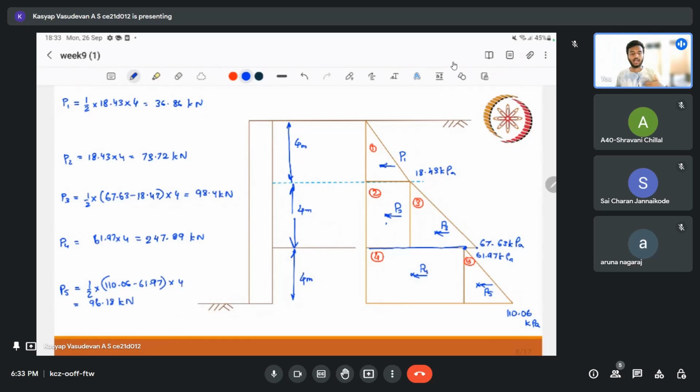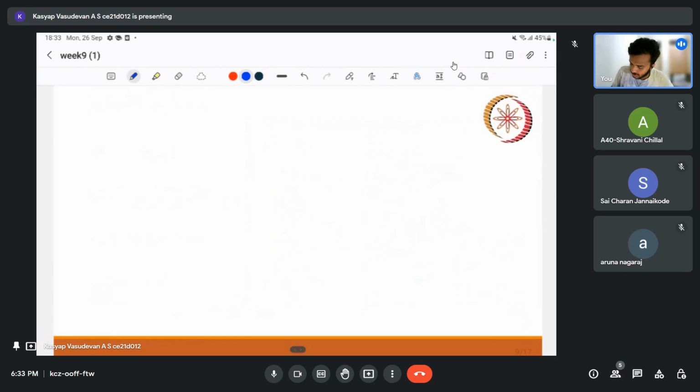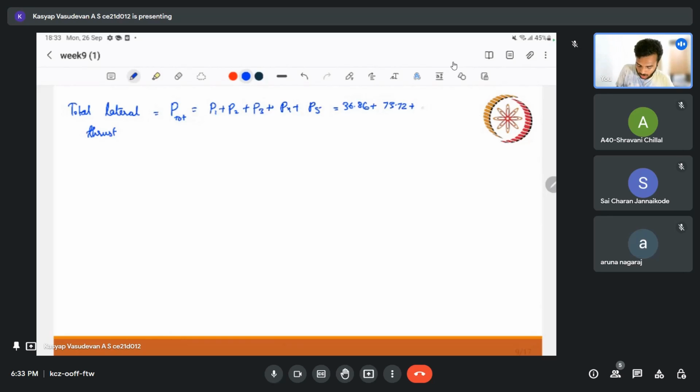Now, if I add all these values, I can get my total lateral earth pressure thrust. So my total lateral thrust is equal to P total, which is P1 plus P2 plus P3 plus P4 plus P5. This is 36.86 plus 73.72 plus 98.4 plus 247.89 plus 96.18.